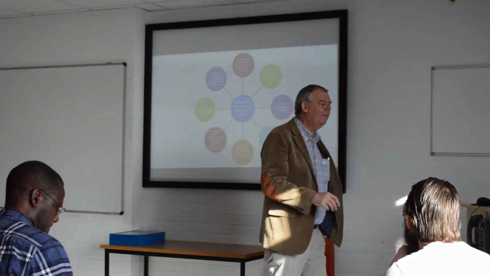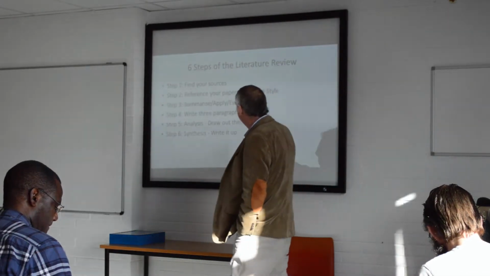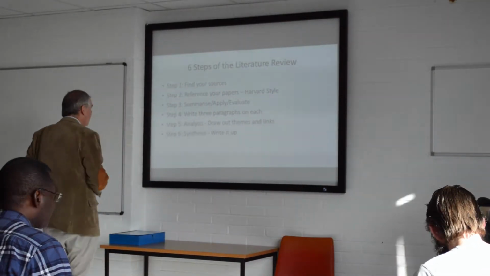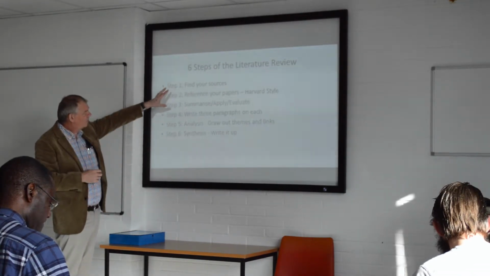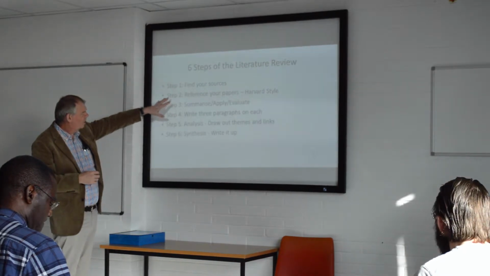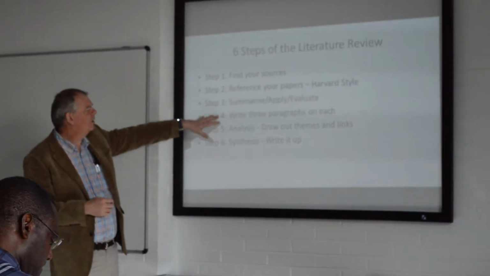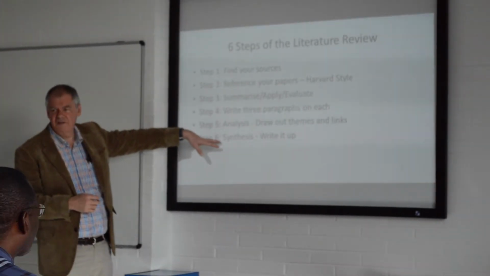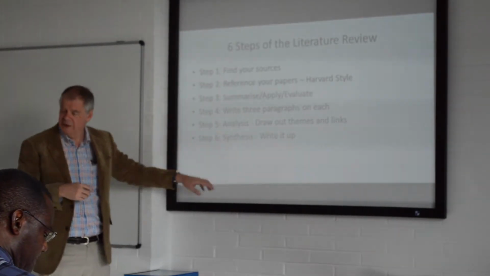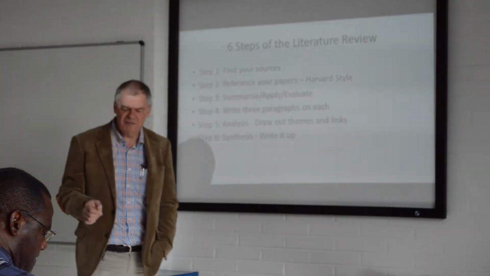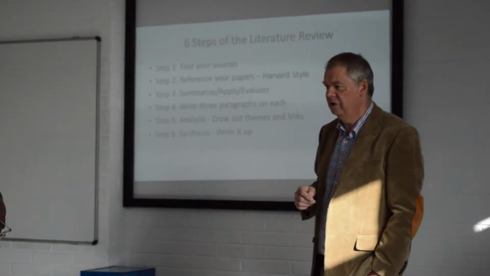So I've got a 6-step journey for you to take, which I want to take you through. 6 steps, which are my way of doing a literature review, and here are the steps. It involves finding sources, referencing the papers, summarising, applying, evaluating. This all came out of that definition, by the way. Writing it up, doing analysis, and doing a synthesis. Okay. I'm going to take you through those 6 steps. They're going to be very practical steps, and they're going to illustrate what you can do on the journey to completing your literature review.